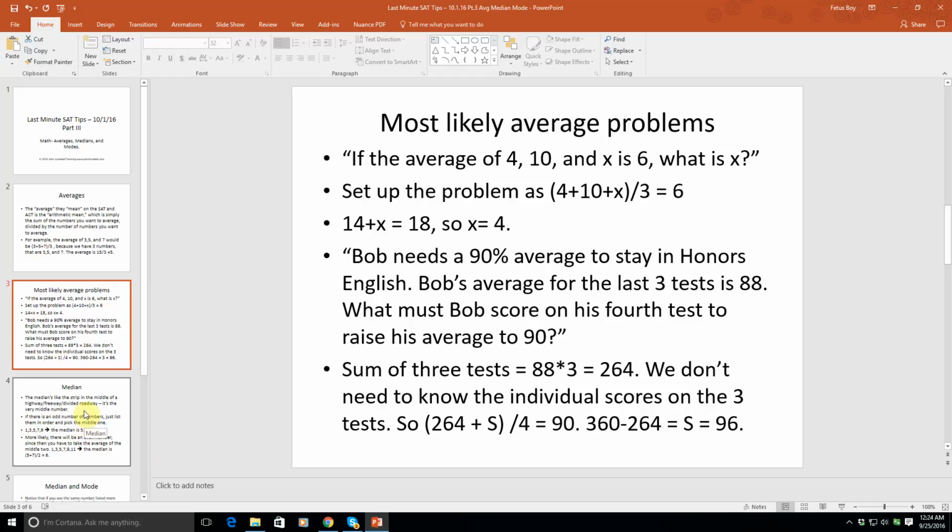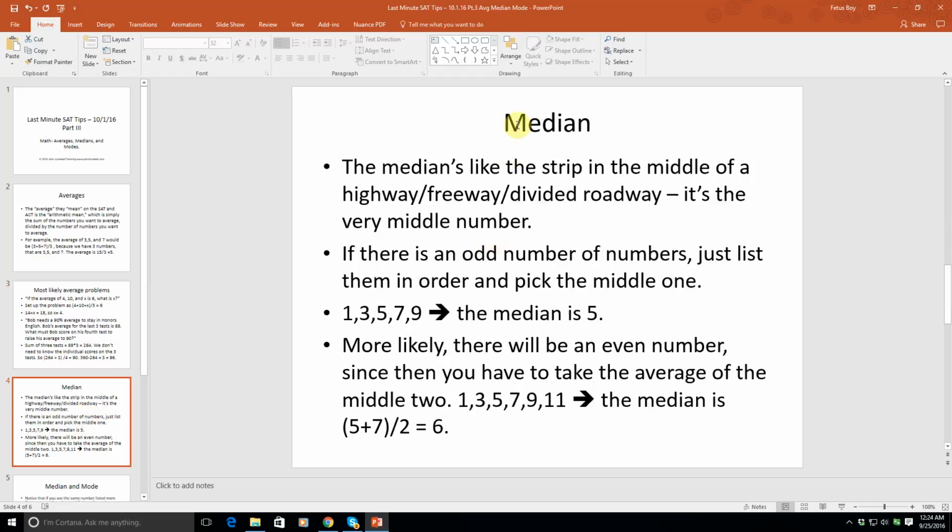All right, on to the next concept we're going to discuss, the median. Well, the median's like a strip in the middle of a highway, freeway, or divided roadway, which is why that's called a highway median. It's the very middle number. So if there's an odd number of numbers, just list them in order and pick the middle one. So let's say we have the numbers 1, 3, 5, 7, and 9. I know, how original. Anyway, the median is going to be 5 because there's two values before it and two values after it, so 5 is the middle number.